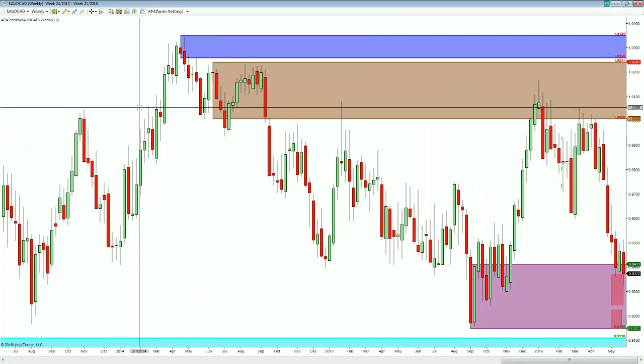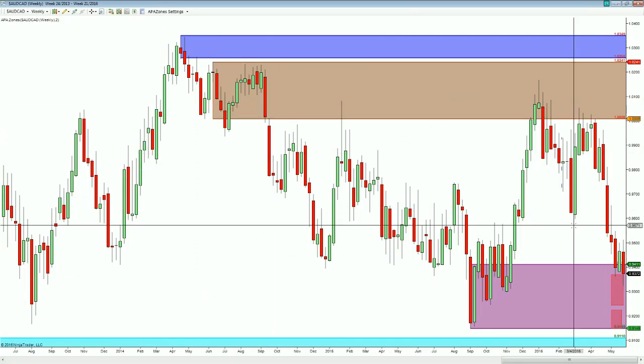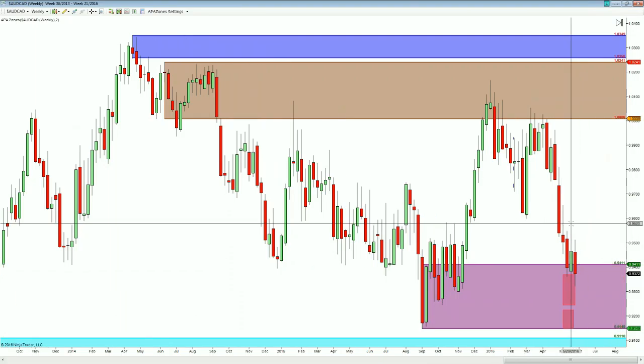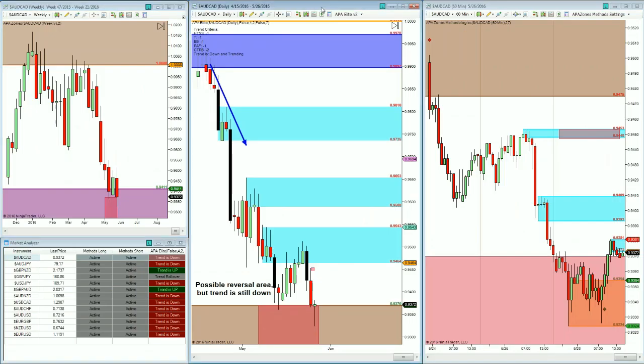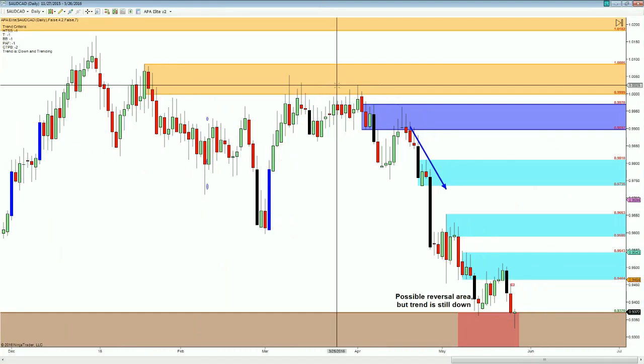On the Aussie CAD, you can see that we are retesting the demand side of things here. We look like we're coming into daily and weekly demand. As we open up, you can see that we've bounced off this level a couple times. Well, I should say this is the second time that we're bouncing off of this level. What's going to happen next? That is a really, really good question.